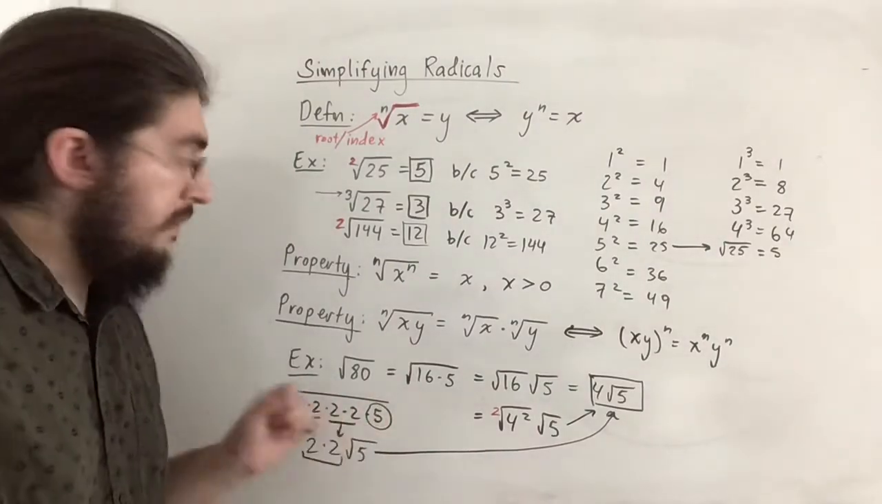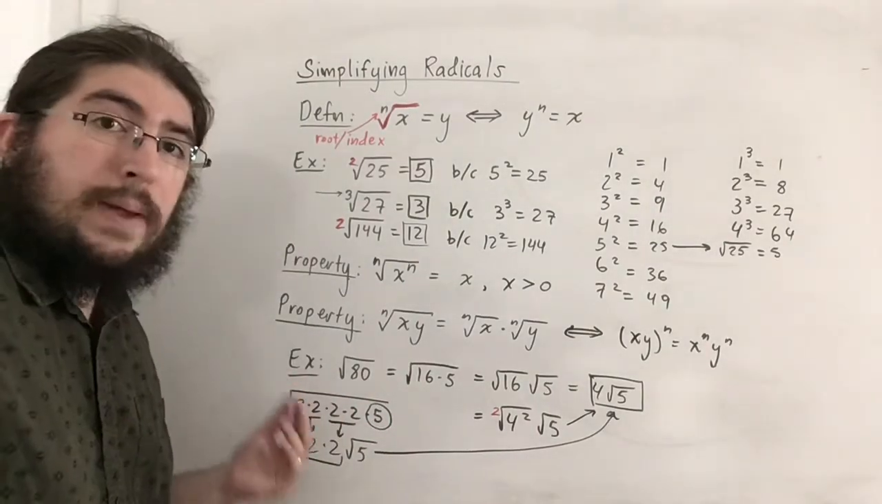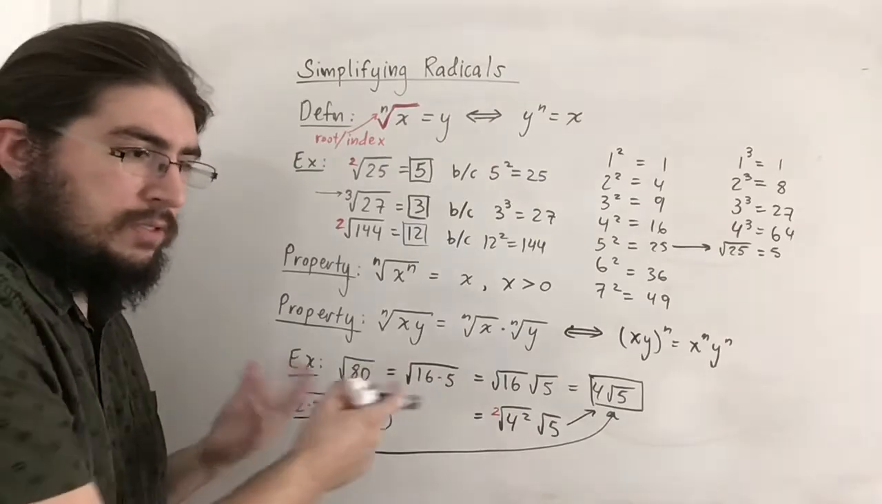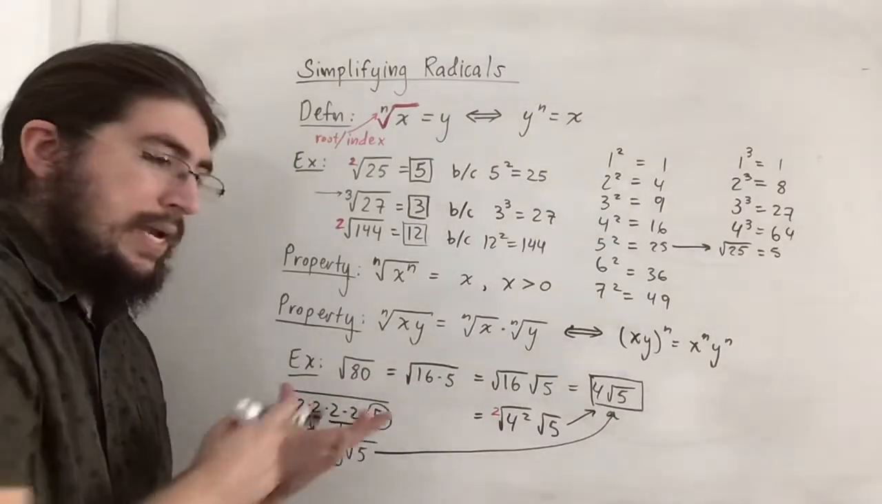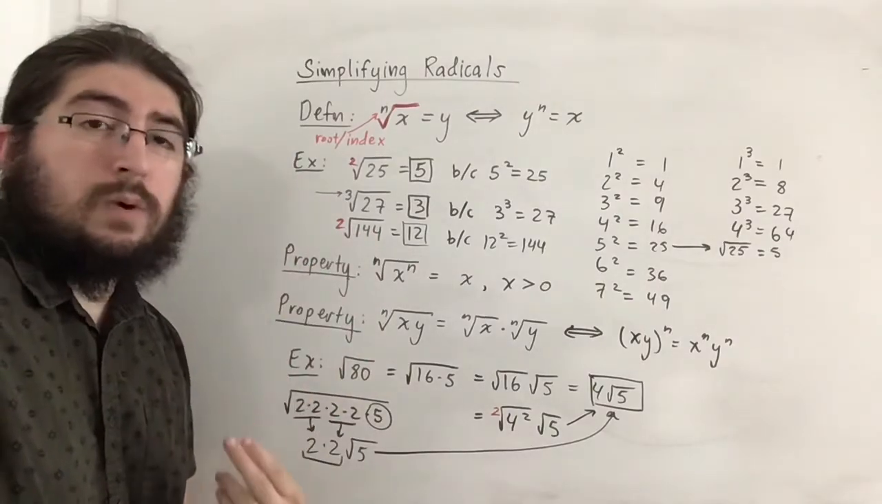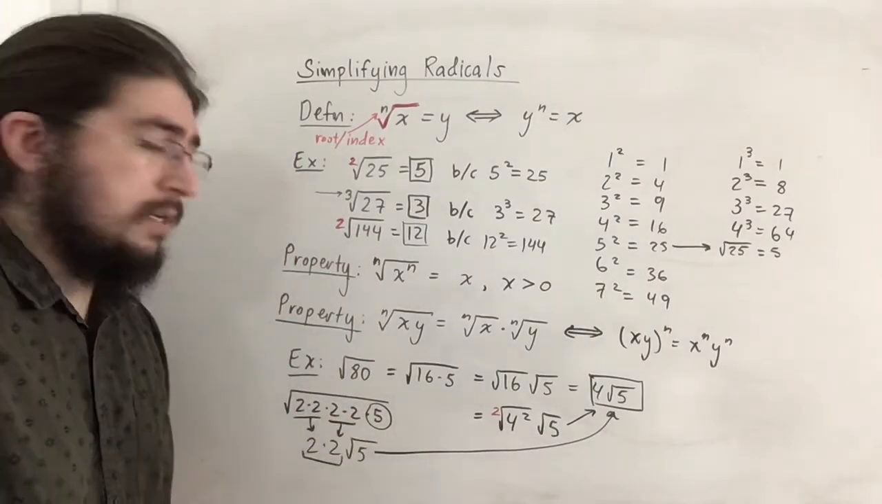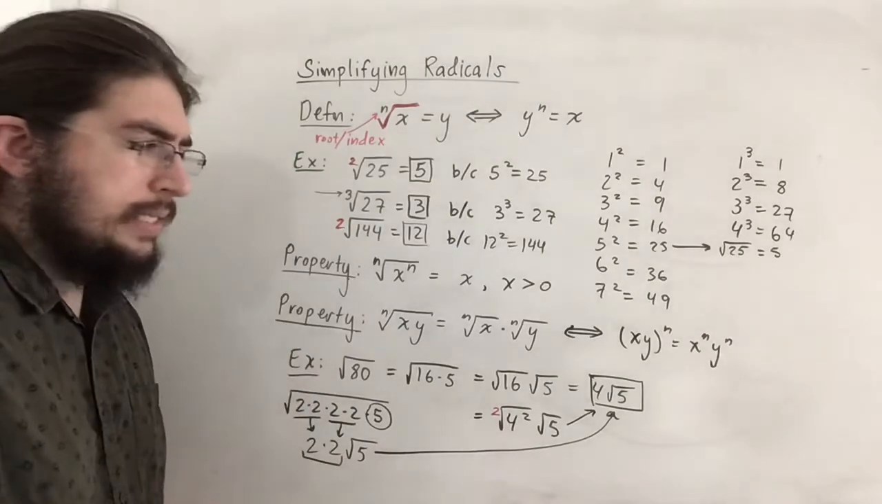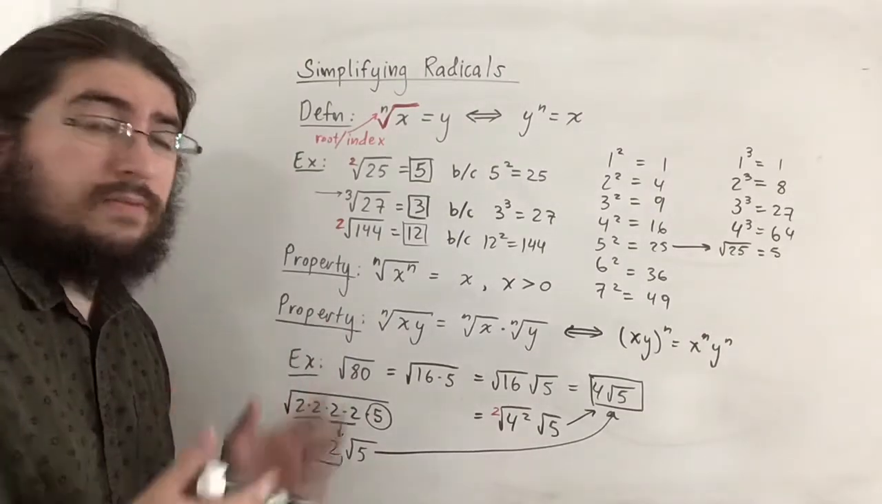And in general, if you have an nth root, you don't need a pair, but you need an n-tuple, if you will. So you need n many of that number. So for example, if it's a cube root, you need 3 of them to come out as 1. If it's a fourth root, you need 4 of them to come out as 1. So I hope that's making sense. But again, right now we're going to only focus on square roots.